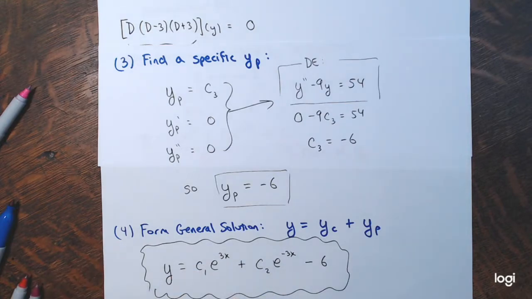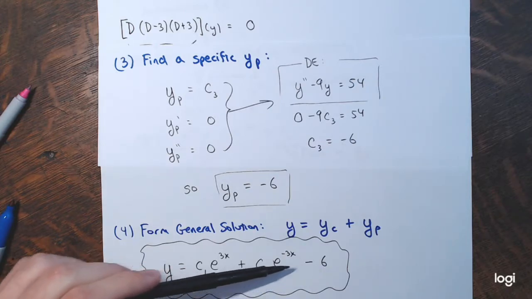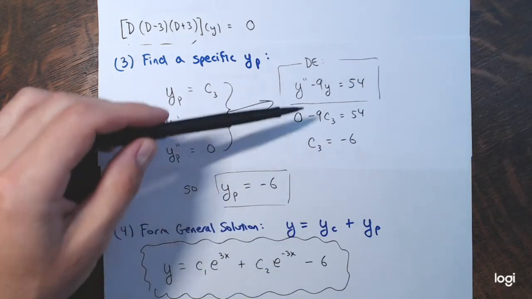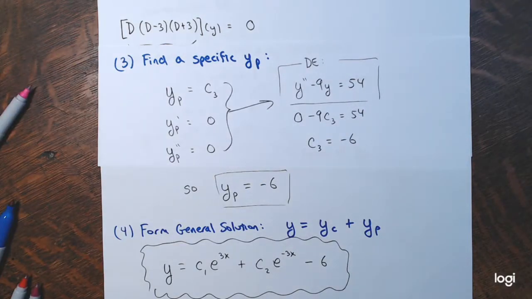And I would leave it to you to verify this. Take this family of functions, take the first derivative, the second derivative, and substitute things, and you will indeed get a true statement. You will get 54 equals 54. I promise you that. All right.